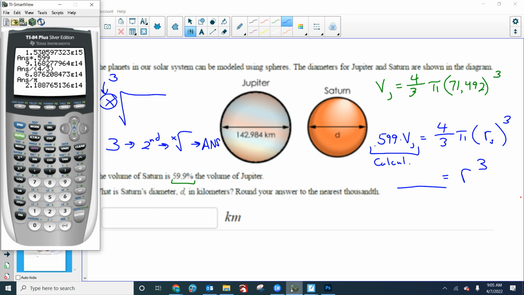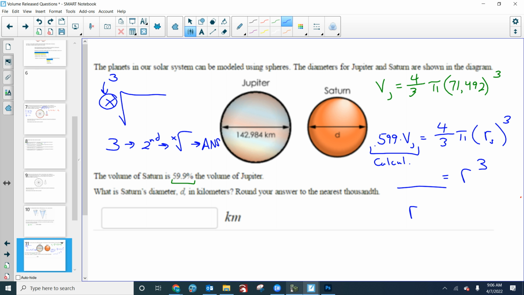Now, my calculator, I have to do, I think, math. I have a cube root button of the answer. And I get 60,265.17. So r is 60,265.170. Now, you know it would really stink if you type that in as your answer.